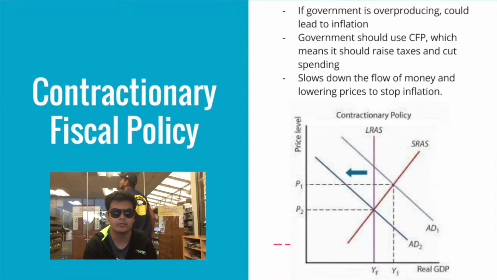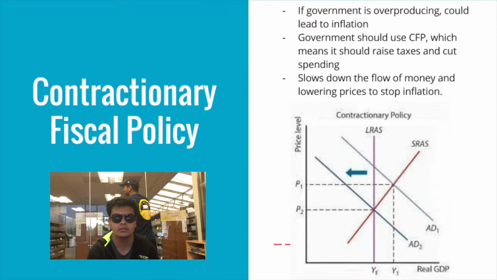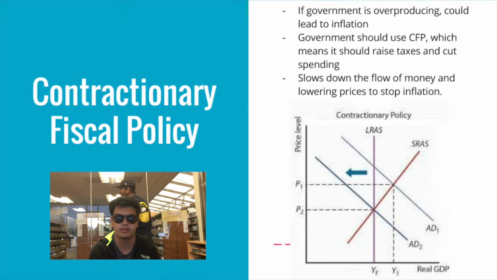On the other hand, if the government is overproducing, this could lead to inflation, which is bad. To solve this, the government should use contractionary fiscal policy. This means it should raise taxes and cut spending, slowing down the flow of money and lowering prices to stop inflation.